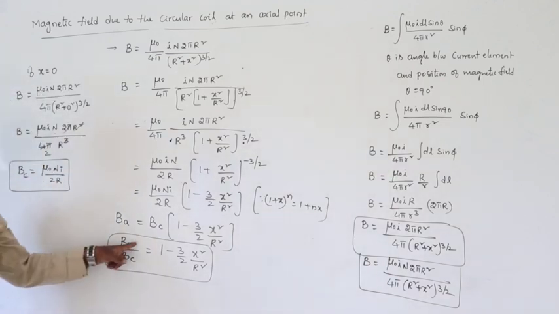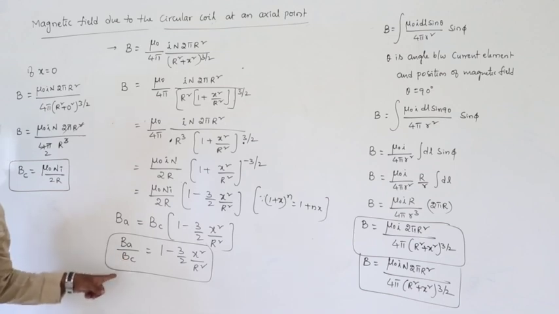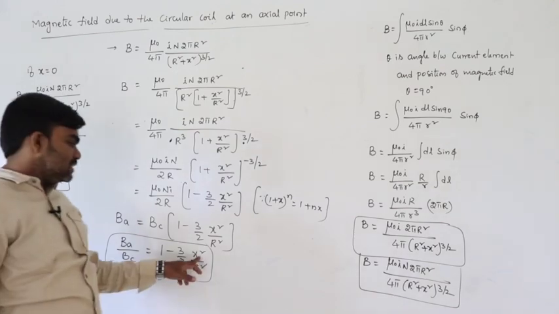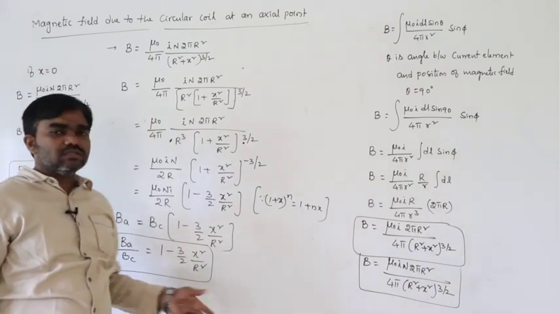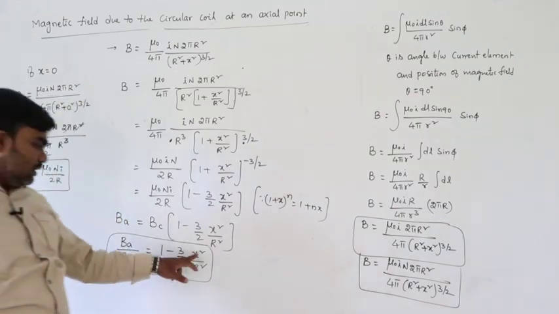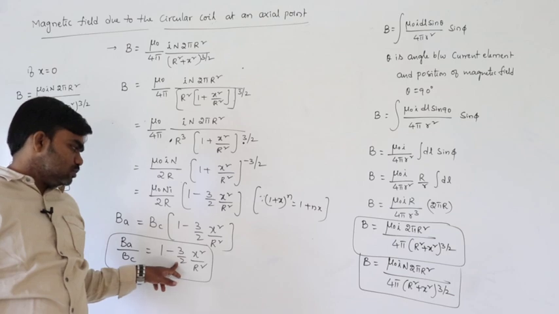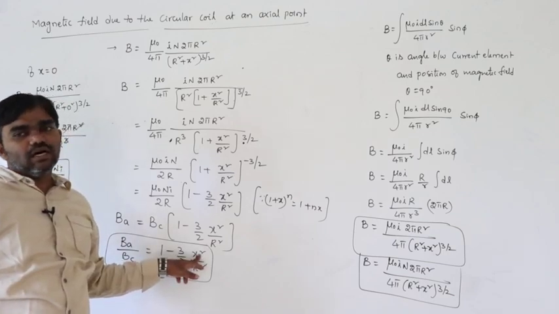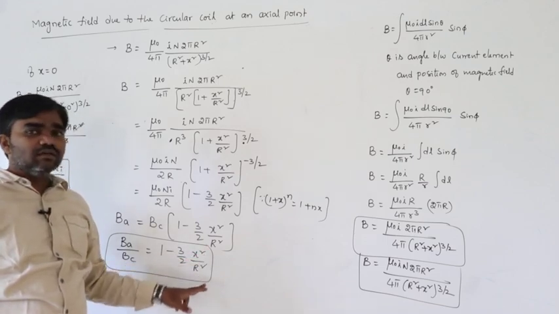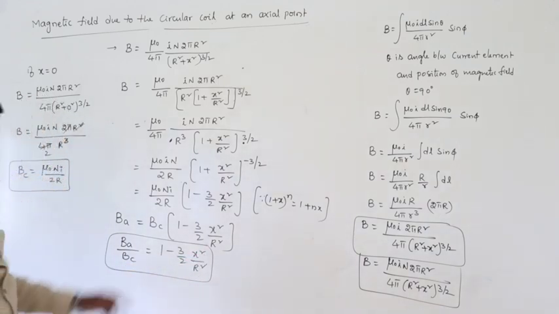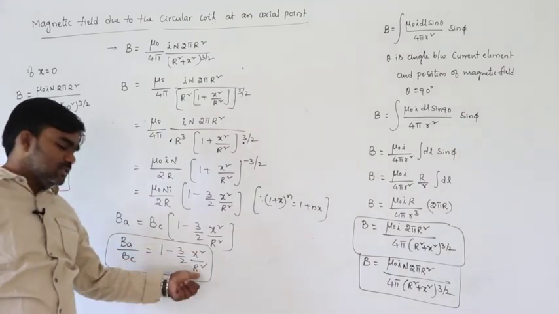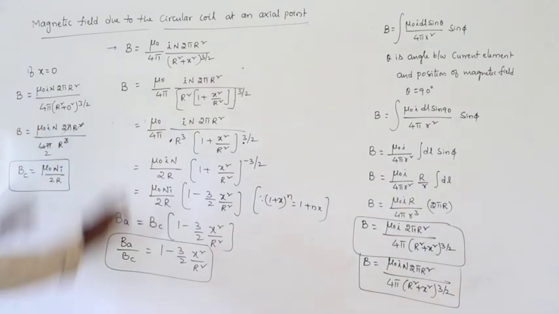So the ratio of the magnetic field at an axial point to the center point is equal to 1 minus 3 by 2 x square by r square, where x is the axial point, r is the radius of the circle. Here, this relation holds good when x must be less than r. So remember, that is very important. If x is greater than r, the magnetic field becomes negative, that is not possible. So here x must be less than r. So this is the relation here.